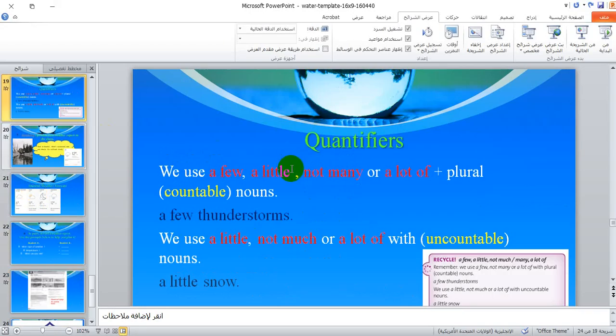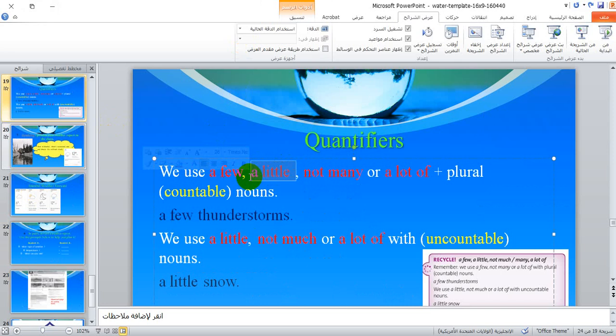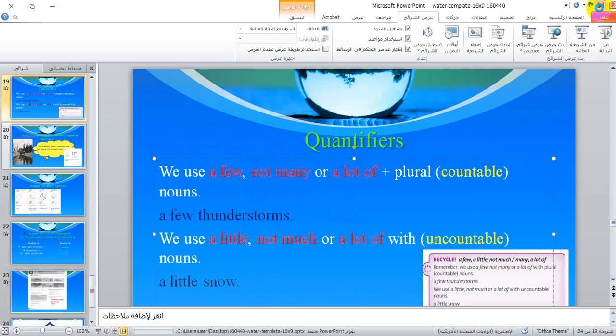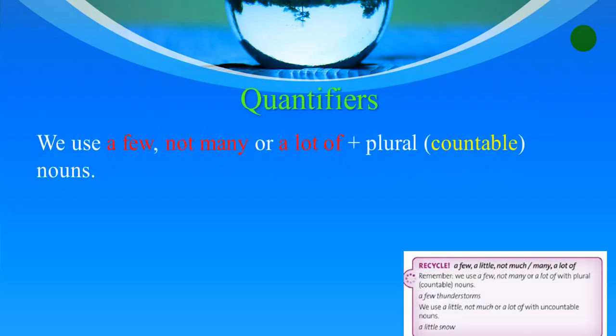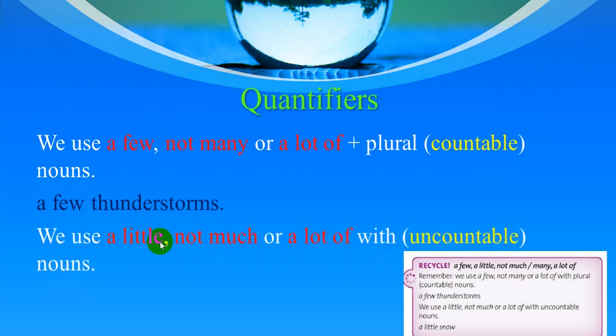I have to remove a little from here. هنا هذه لا نستخدمها استخدام خاطئ، عذرا. مرة أخرى. We use a few, not many, or a lot of plus plural countable nouns. A few thunderstorms.